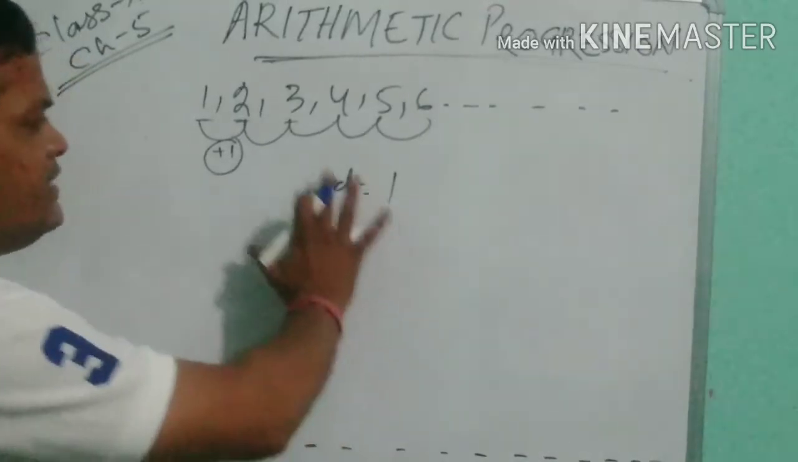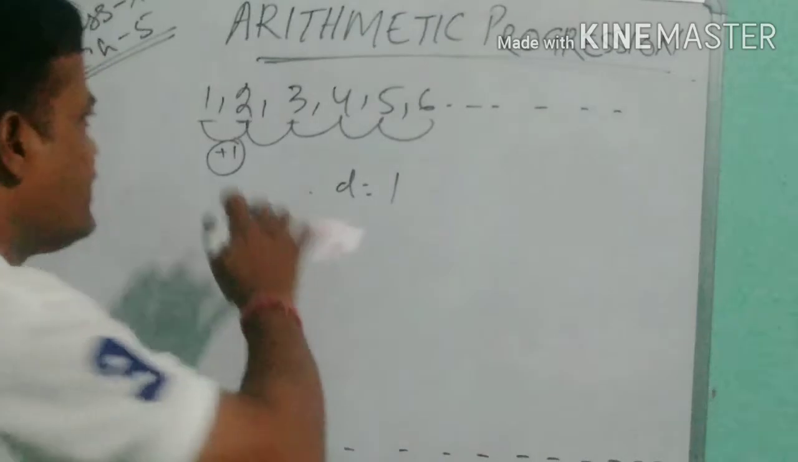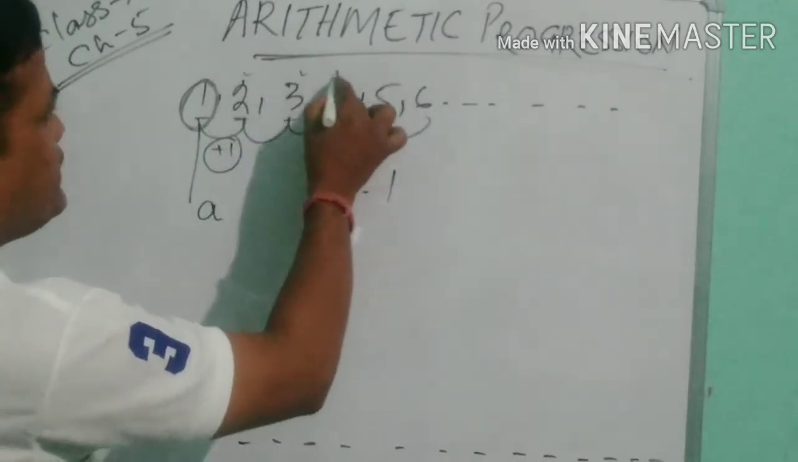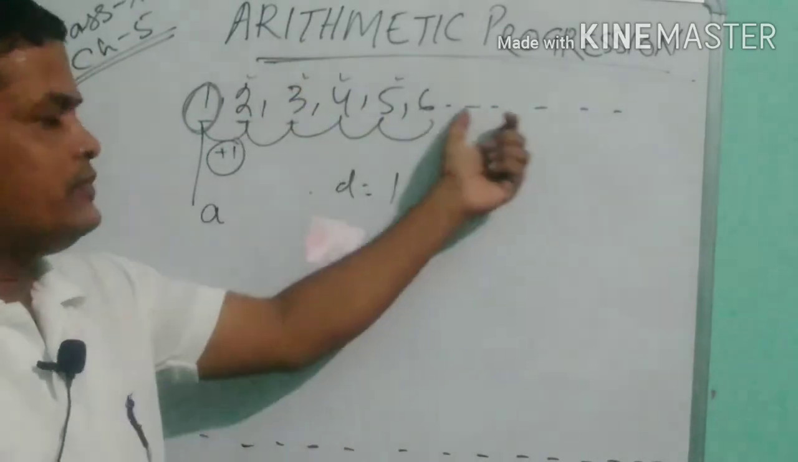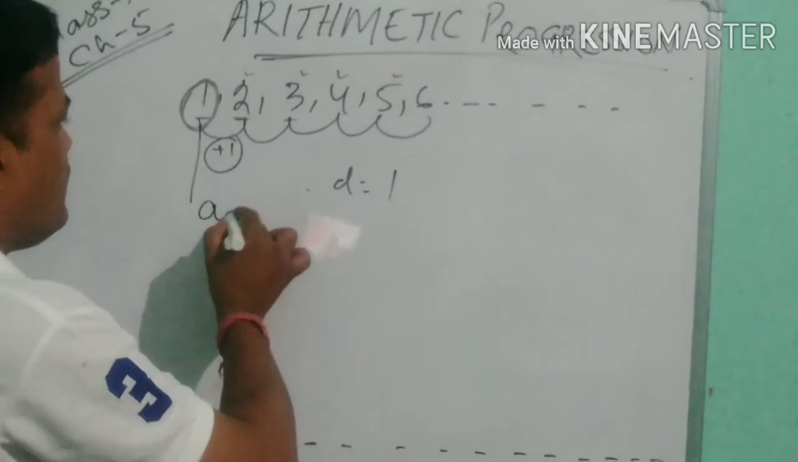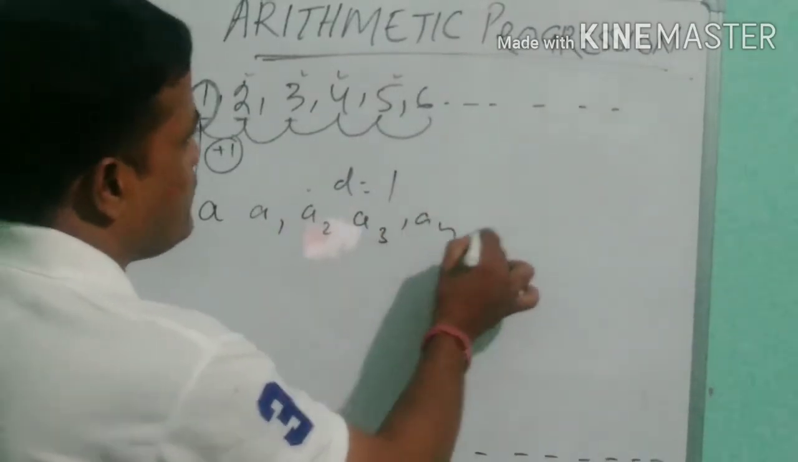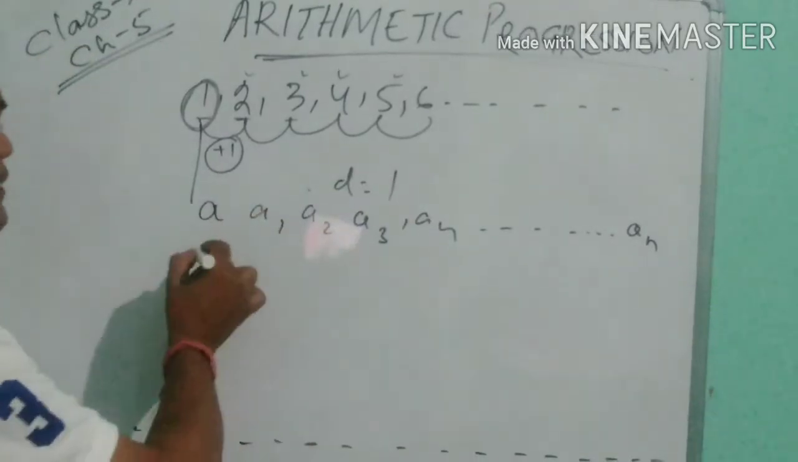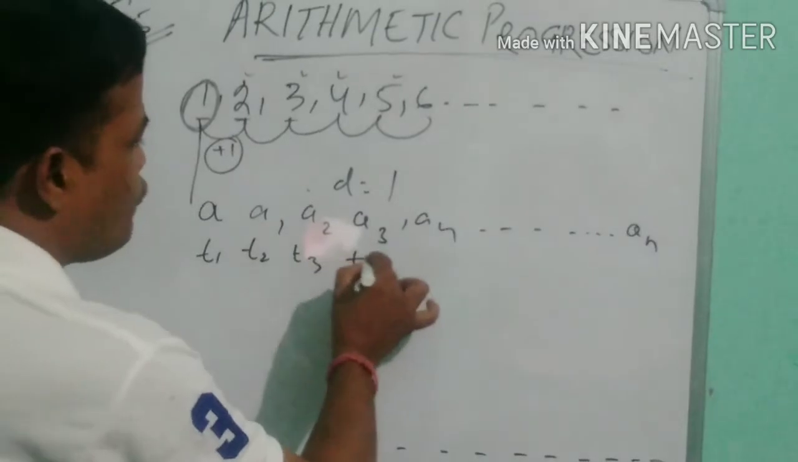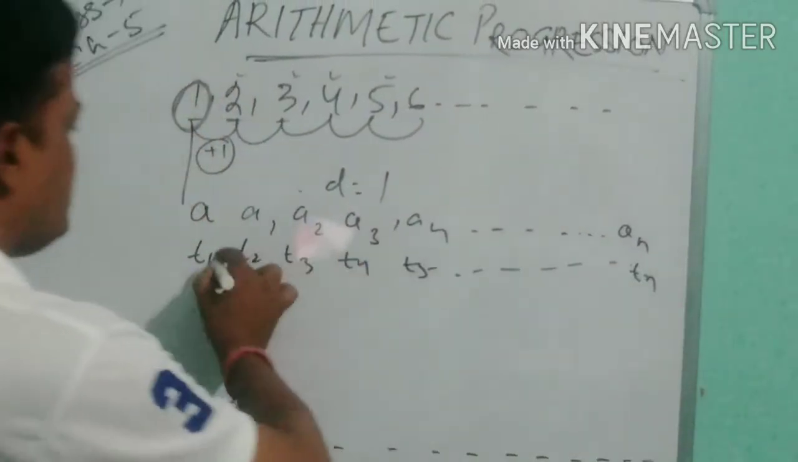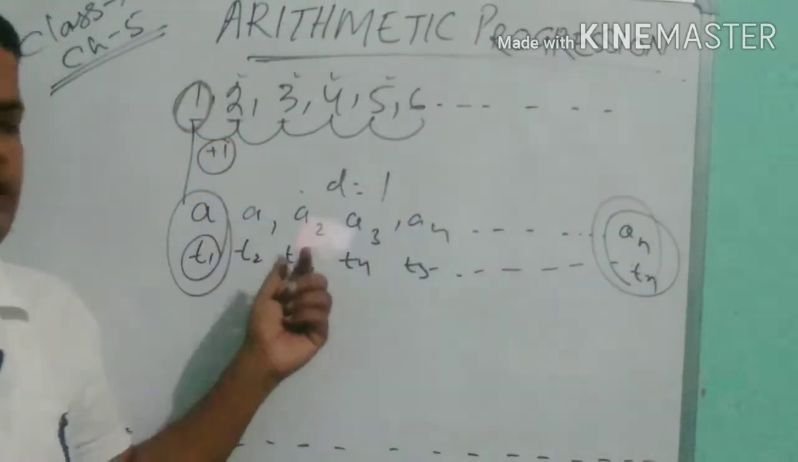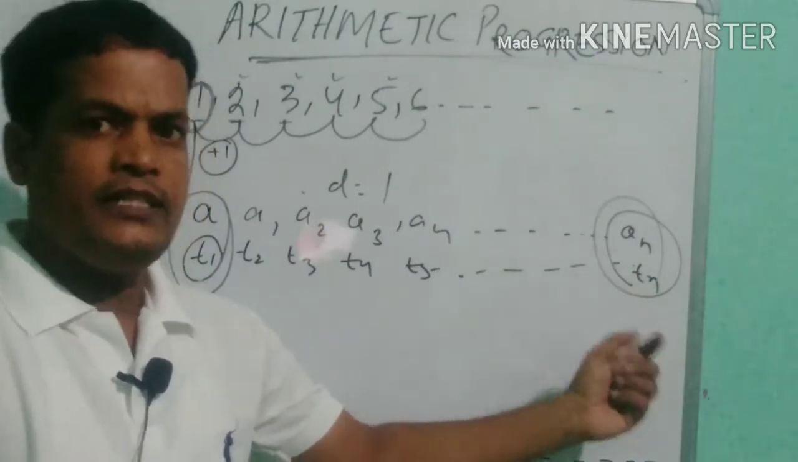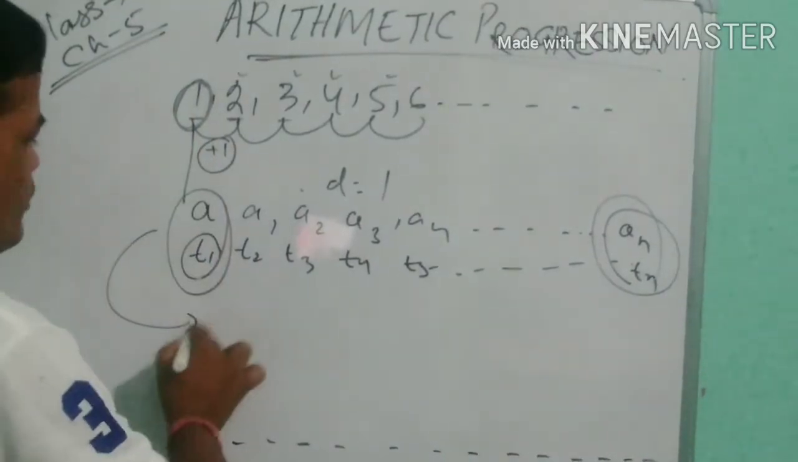The common difference is called D. And the first term is called A. Each number in the series is called one term. Otherwise, you can say A1, A2, A3, A4, like this, and An for n number of terms. Otherwise, it can also be represented as t1, t2, t3, t4, t5, and tn. This is the first term and this is the nth term. Is it right, friends? This is each term: first term, A or t1, and An or tn. So this is the series in which you can convert the general form of an AP.